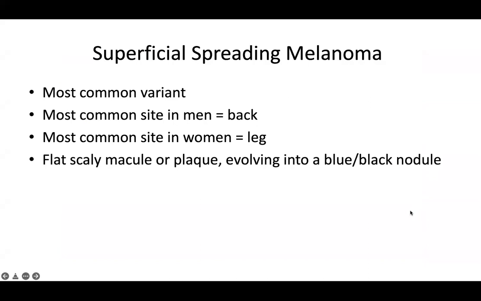Moving on to superficial spreading melanoma. It's the most common variant, as I said, most common site in men on the back. So I often double and even triple check the back on patients because this is the highest risk place for melanoma to occur, especially in sun-damaged patients. And this is the area of the skin that each individual patient cannot do a skin check on themselves. And so you really need to focus on these high-risk areas clinically.